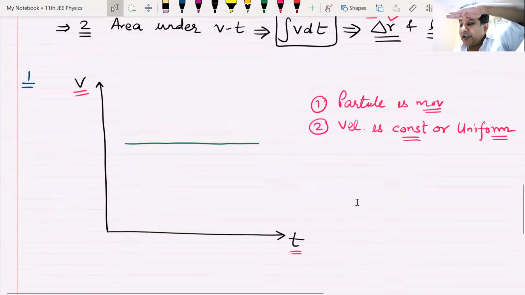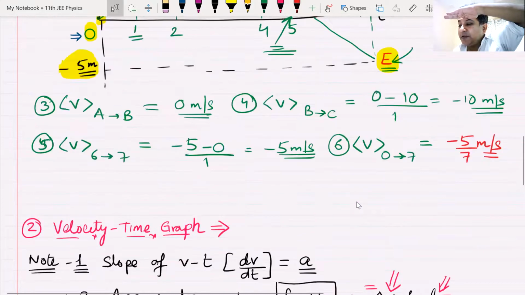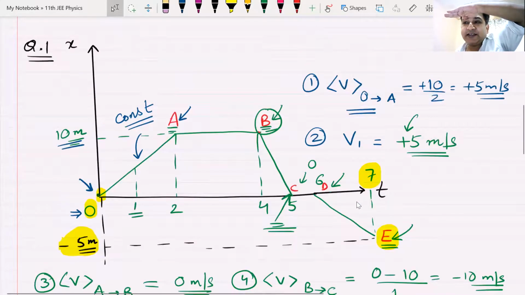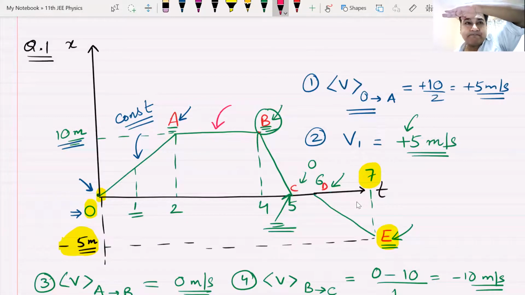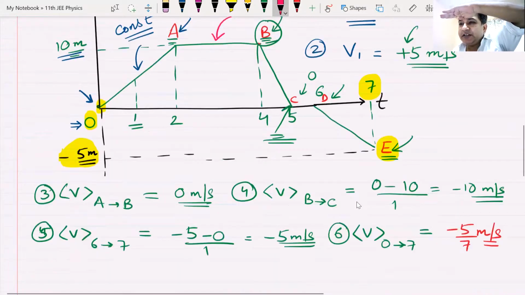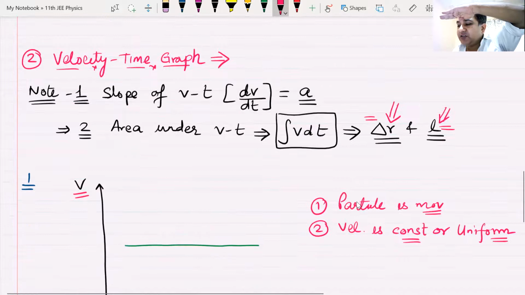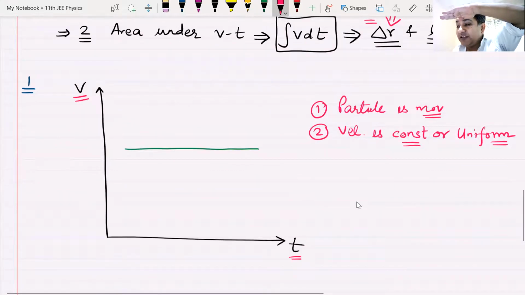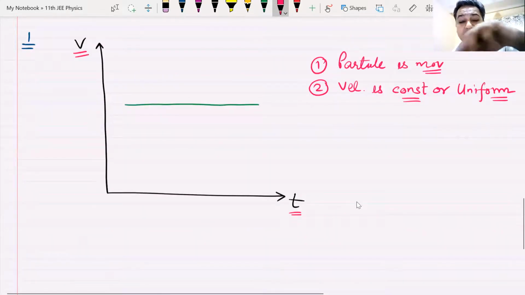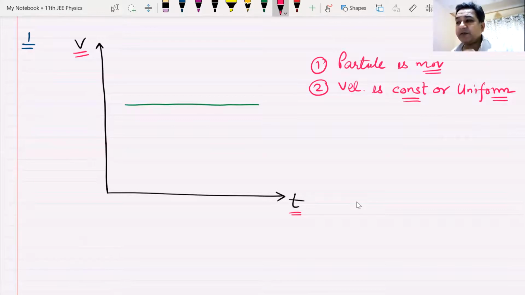In the position time graph, when the position time graph was like this, the position was same, so it was at rest. The position was same as you can see. But here in this graph, the position is not same. Velocity is same. Am I clear? Can I have some raised hands that we understand this? Velocity is constant or uniform.